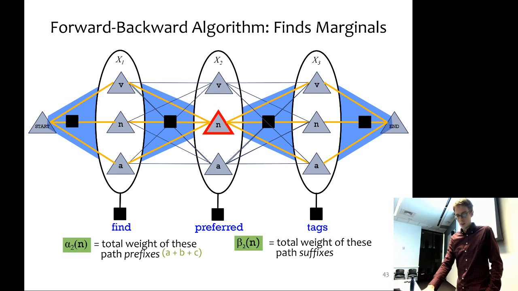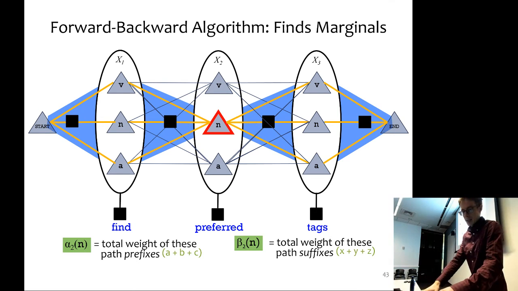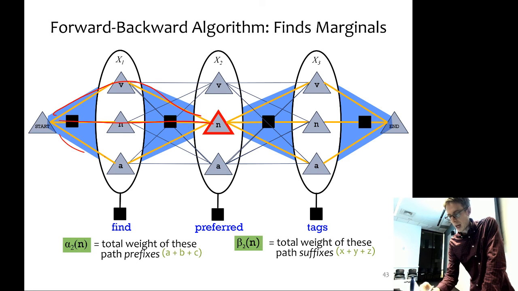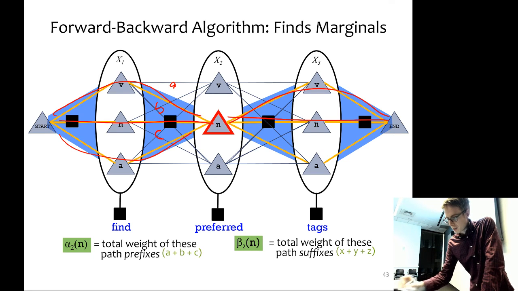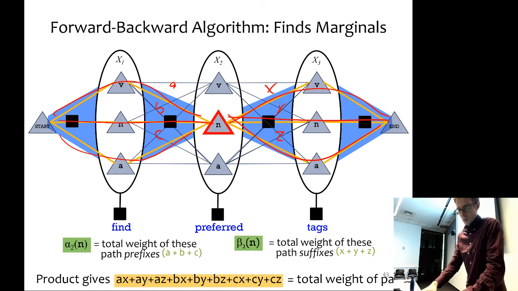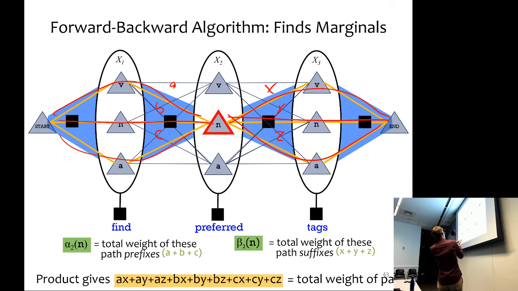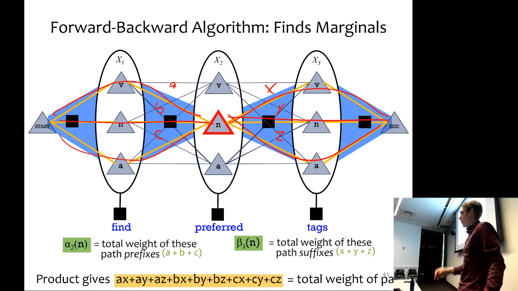Okay. And further, if we say that the total weight of the path prefixes is a plus b plus c, corresponding to the weight of these three paths, say a, b, and c, and that the total weight of the path suffixes is given by x plus y plus z, then when we multiply together a plus b plus c and x plus y plus z, which is the values of these two scalars, the product gives back the total weight of all possible paths through that assignment node.